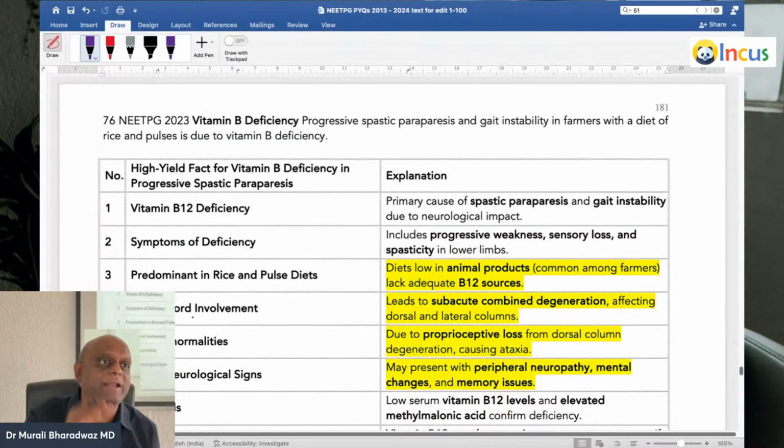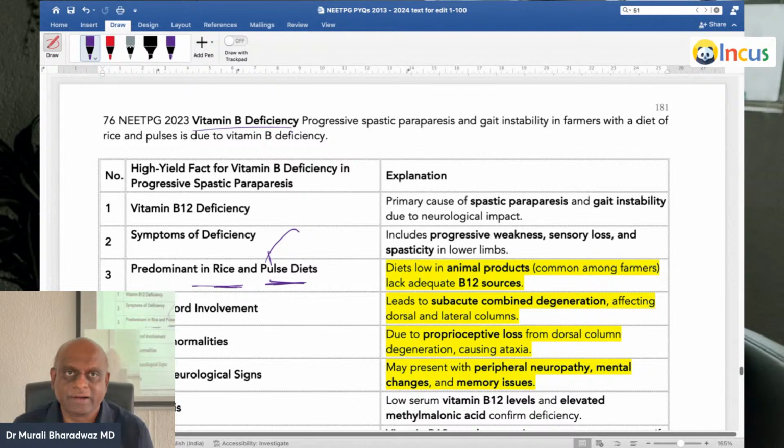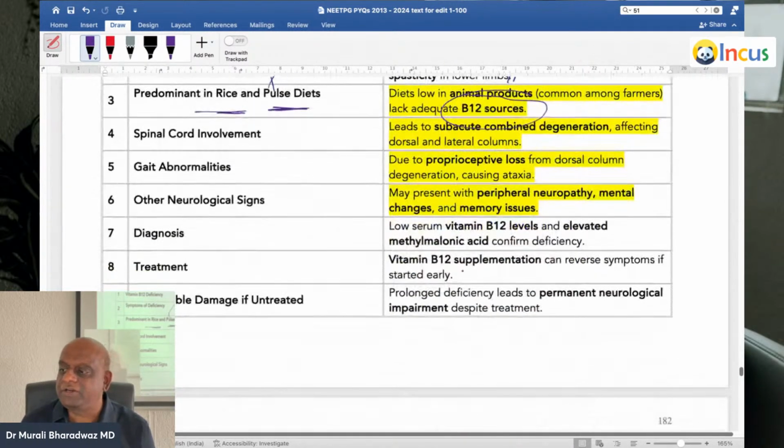Deafness is sensorineural deafness. Then vitamin B12 deficiency. Vitamin B12 is not predominant in rice and pulse diets, and diets low in animal products, common among vegetarians, lead to vitamin B12 deficiency.